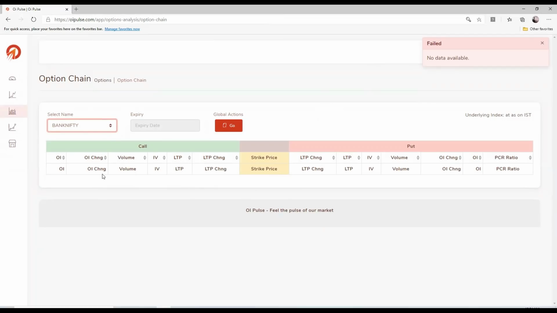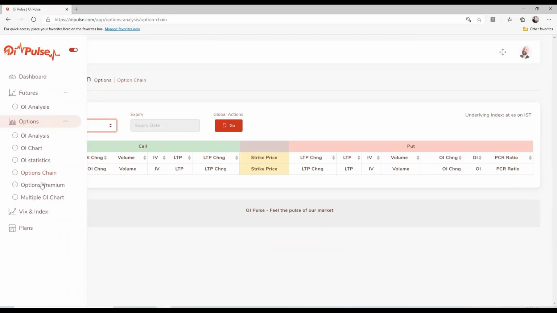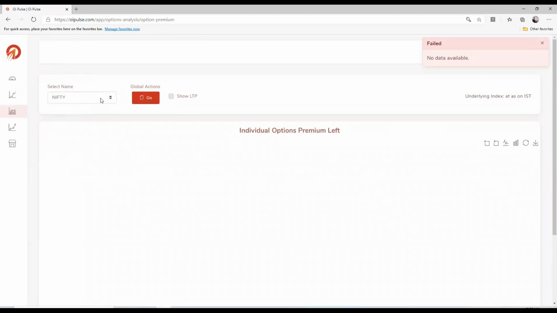But we have made it in such a simple way wherein we have given the OI change, the volume, and then the IV. The IV will be available on the expiry day as well, and last traded price, last traded price change, and the strike, similarly for the put as well. One of the additional features which we have given is the PCR ratio also for the individual strikes here. These are the features which will be available during the market hours.